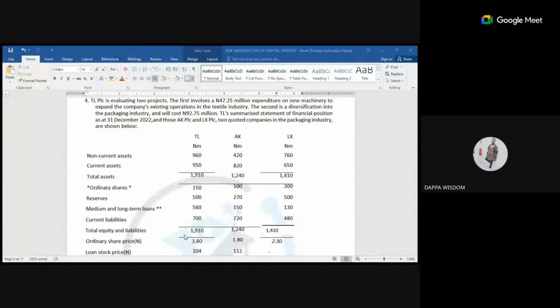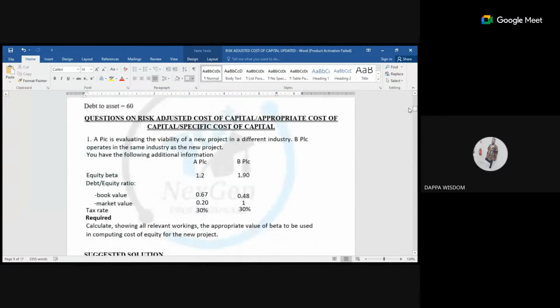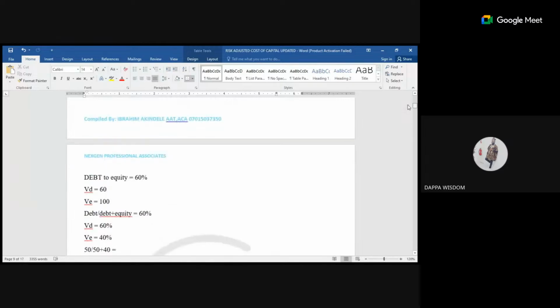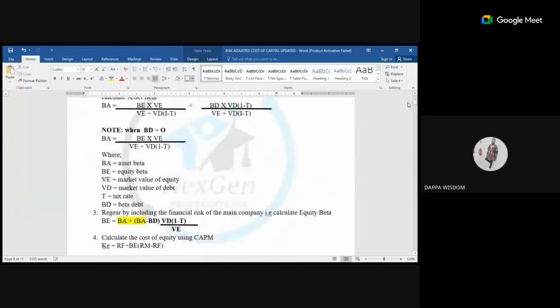Okay, sir. The cost of debt after tax from the question, I'm seeing 6%. But when we started solving, I saw that we used 0.8. So I need clarification or more explanation on that, sir. Thank you.